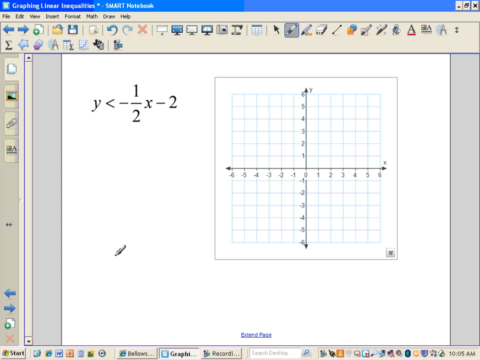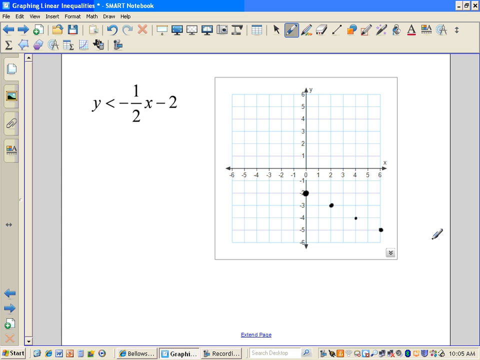Okay, one more example, I believe. y is less than negative 1/2 x minus 2. So we start at negative 2 as our y-intercept. The slope is negative 1/2, so it's down 1 over 2, down 1 over 2, down 1 over 2.